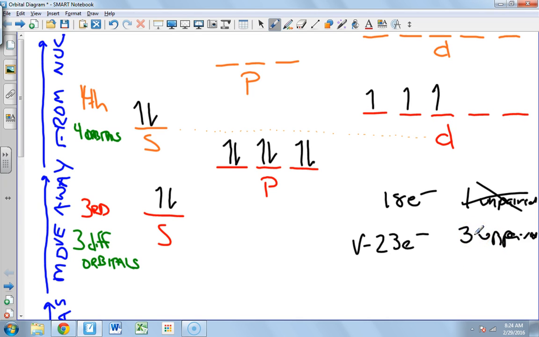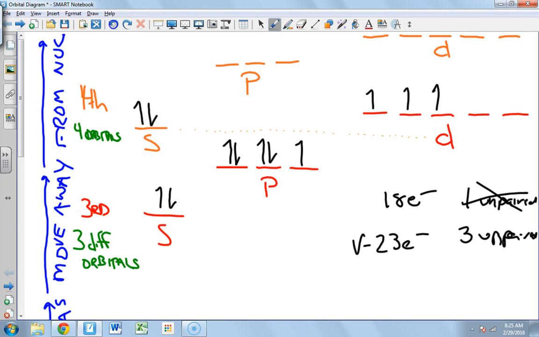But now what if, instead of drawing the ground state electron configuration, I want to draw an excited state electron configuration? Well, an excited state electron configuration is any electron configuration that is not the ground state. So what I'm going to do to draw an excited state is remove one from here, and I'm going to put that one up here. Okay, that's an excited state. Or what if I take one and I put it here? Okay, that's an excited state.